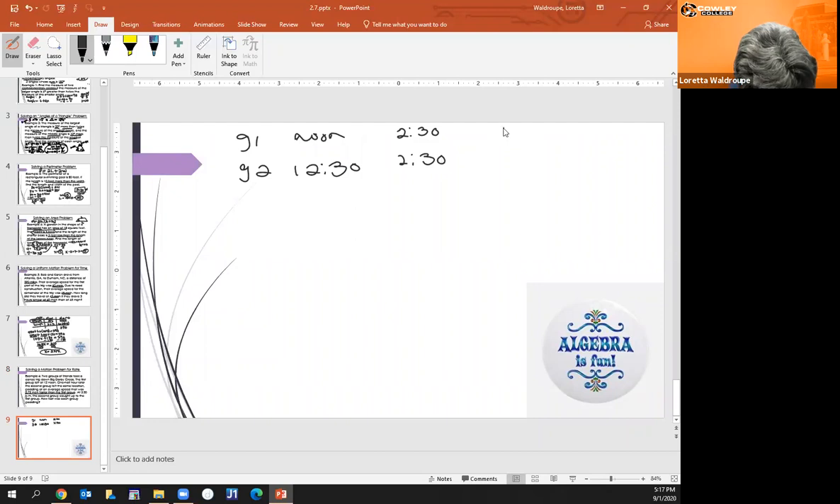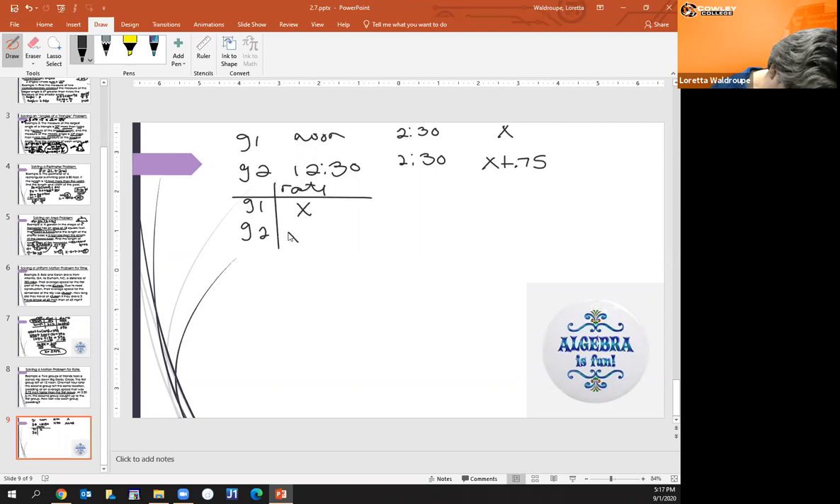If our speed for group one is x, group two is x plus 0.75. So think about our little table earlier. We have group one, and we have group two, and we need a rate, which is the x and the x plus 0.75. We need our time, so noon to 2:30 is 2.5 hours. 12:30 to 2:30 is 2 hours. And then we can multiply to get our distance.